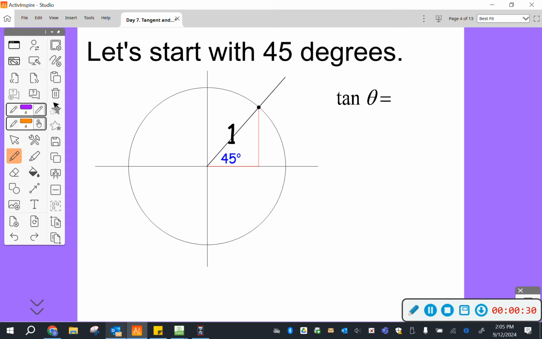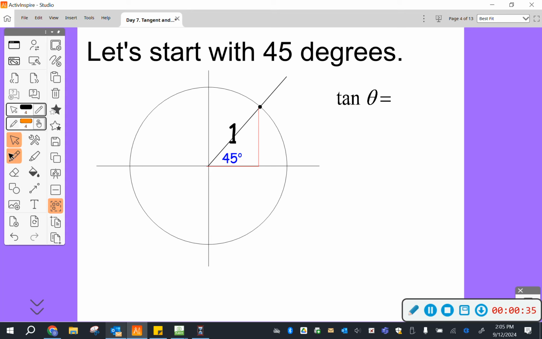So if y'all can just look up, this is not in your notes right now. If I ask you to find the tangent of this triangle, what do we know? What's tangent again? Opposite over adjacent. And do you agree that opposite this 45-degree angle is right here? What value did we learn that was yesterday? That's the y value. So tangent is y over what's the adjacent? X. That's the x value. Do y'all agree with that?